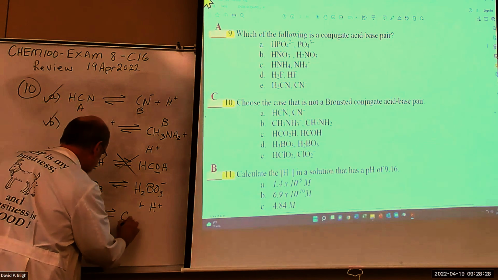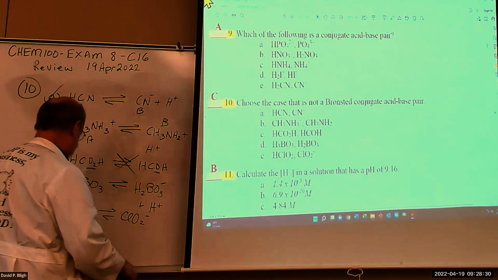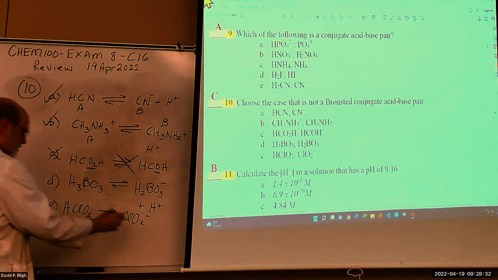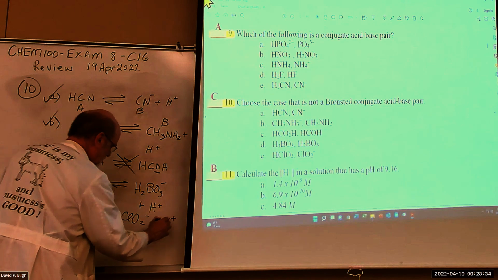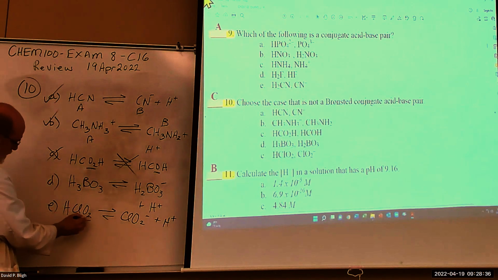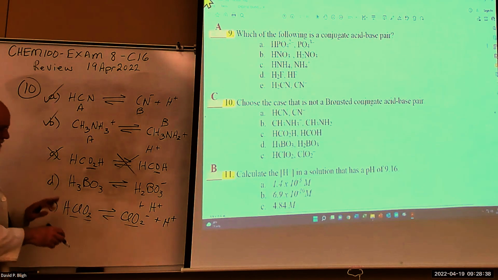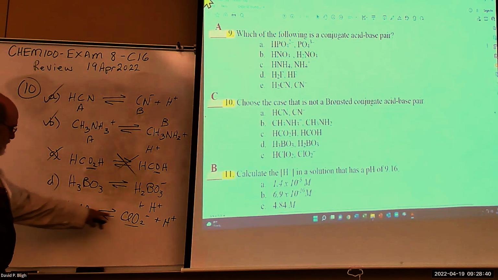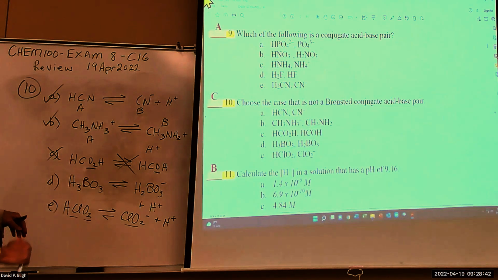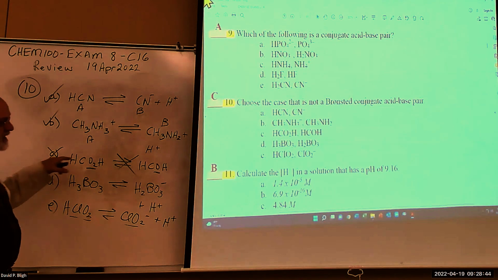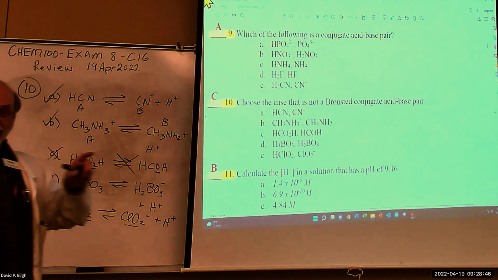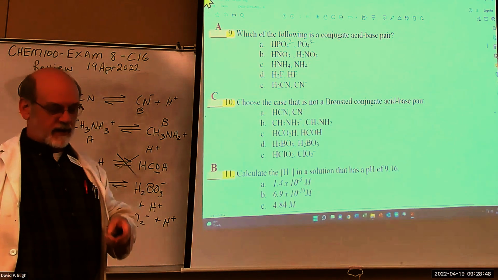And then the last one, HClO2. And it says ClO2 minus. Yep. Charges balanced. There's the part of the molecule, both sides. We've got a valid acid-base pair here also. So the best answer to this one is C. That's definitely not an acid-base pair.